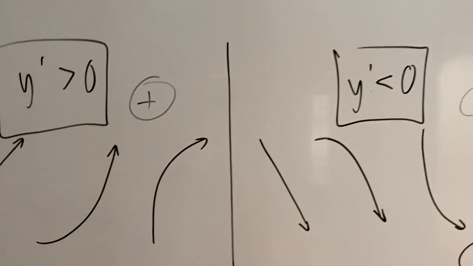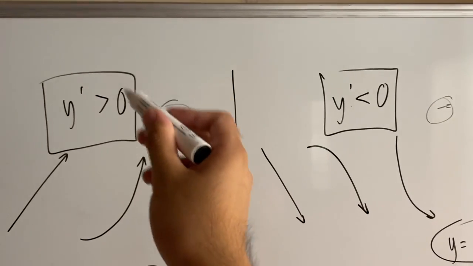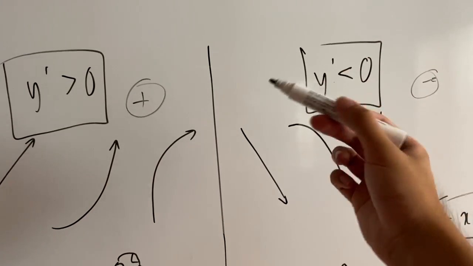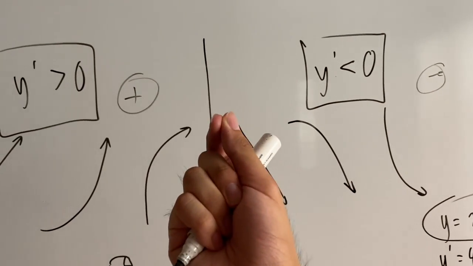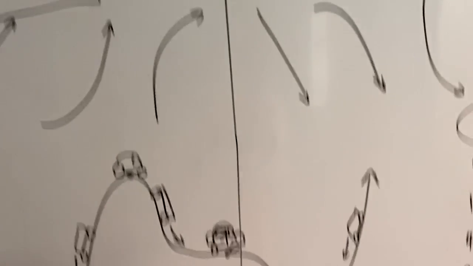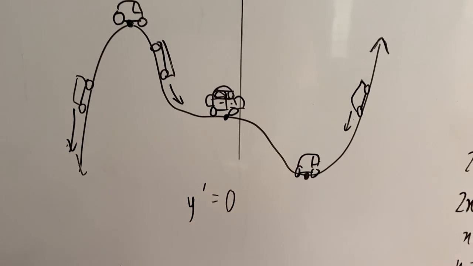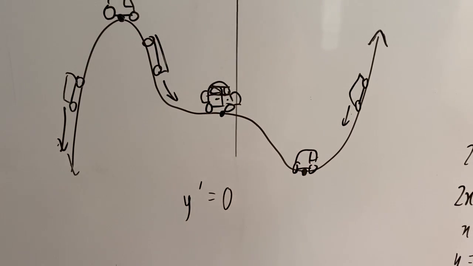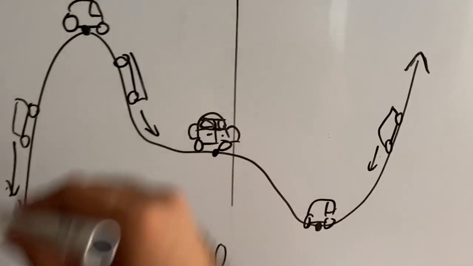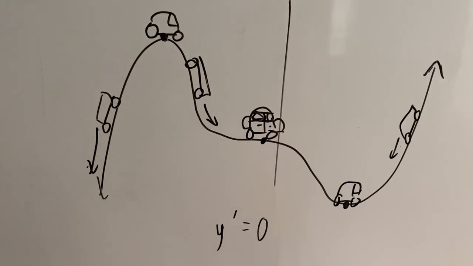So now that I've gone over what happens when y dash is positive and what happens when y dash is negative, what happens when y dash is right in the middle of the two? What happens when y dash is equal to 0? Well, when y dash is equal to 0, we have a stationary point, right? Now, a stationary point can also be called a turning point. And I have this marvelous diagram here to show you how this works, all right?